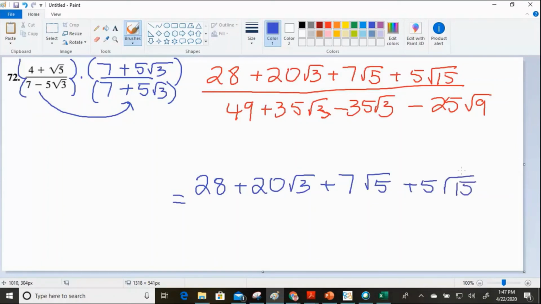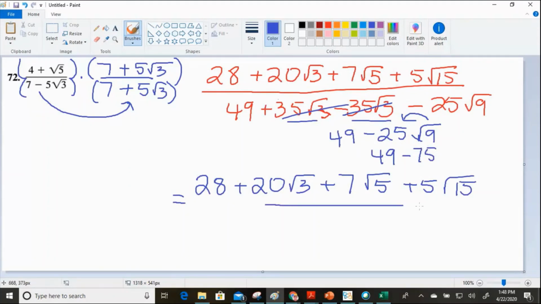And now I'm going to start working on my bottom. You'll notice if I combine like terms, these are opposites, so they're gone. So now I'm just left with 49 minus 25 square root of 9. Okay, well, square root of 9 is 3. So pull out that 3, and you are now left with 49 minus 25 times 3, which is 75. And 49 minus 75 is negative 26.